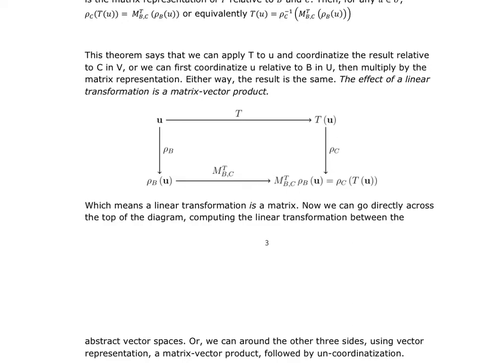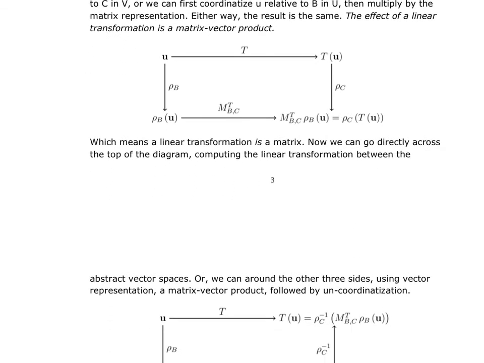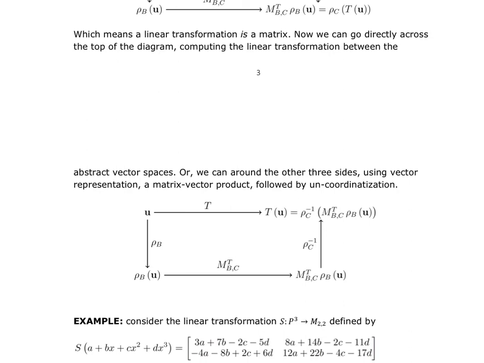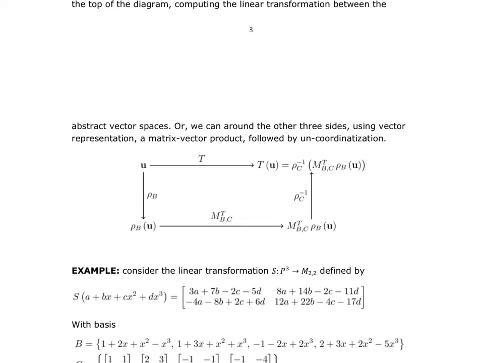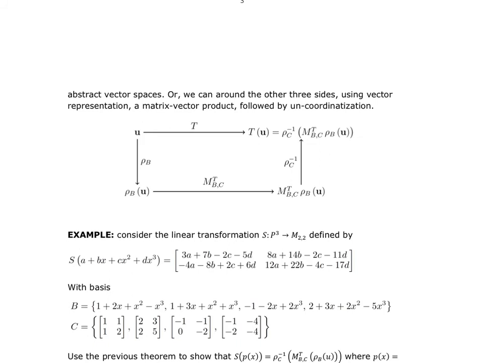So, what does that tell us? That means that we can go directly across, or we can go in a roundabout way. And if we can go directly across or a roundabout way, then I can, of course, use the fact that I can do inverses of my vector representation, and I can get in the same place. So now let's take a look at another example.